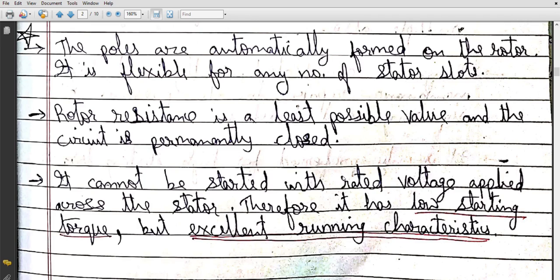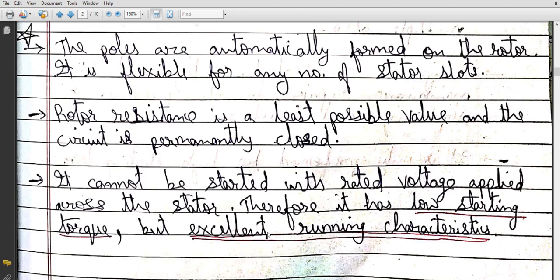In this case we need to have some different methods for starting. We cannot start it at rated voltage, especially large size motors. Small size motors we can start, but we'll discuss all these things. Especially large motors we cannot start at rated voltage, because it will cause different problems. Voltage dip is one of those problems. We'll see. But it has very excellent running characteristics.